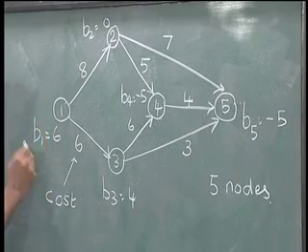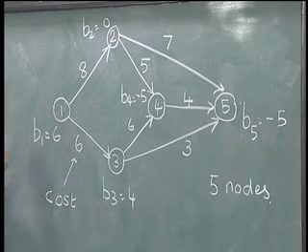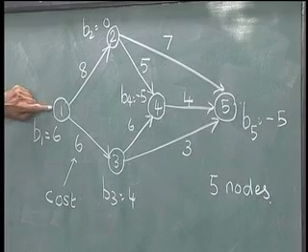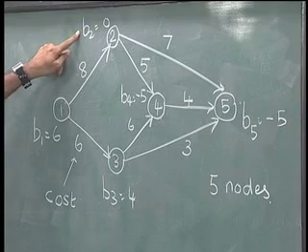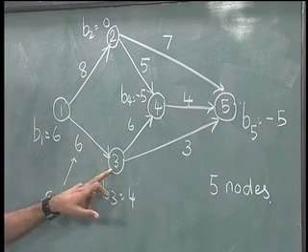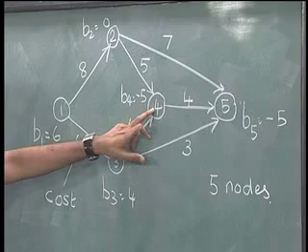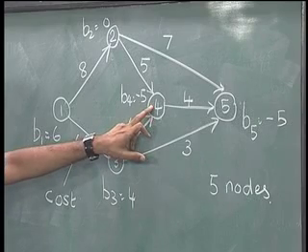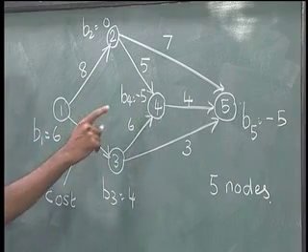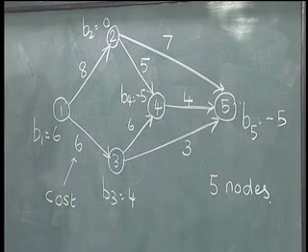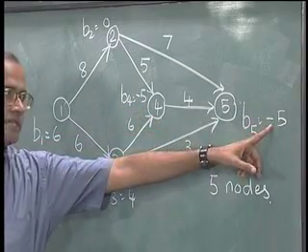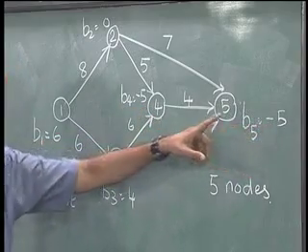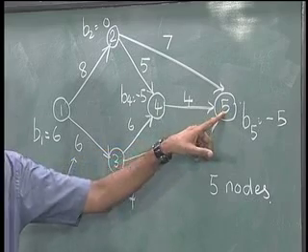Now, B1 equal to 6 means that 6 units are available in node 1, 0 units are available in node 2, 4 units are available in node 3, 5 units are required in node 4, and the requirement is shown by a negative number. Minus 5 indicates that 5 units are required in node 4, and again minus 5 indicates that 5 units are required in node 5.